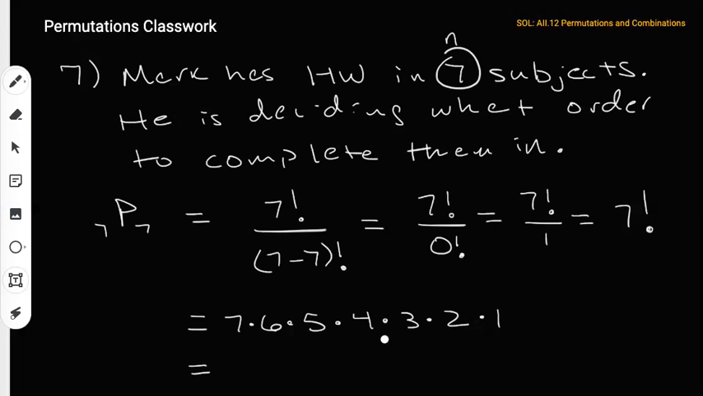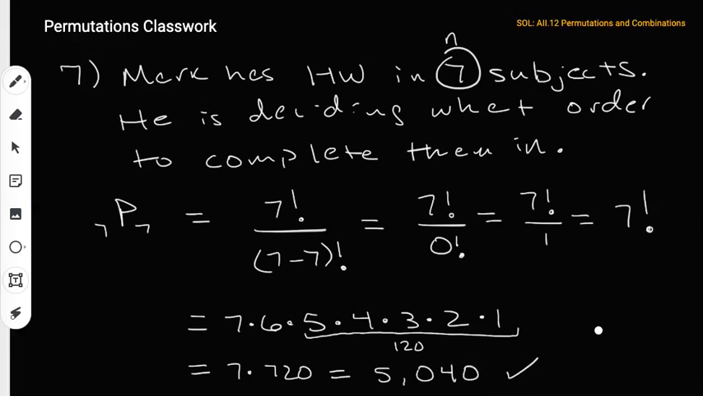So if I start putting numbers together, I know that 5 factorial is going to give me 120. 6 times 120 is going to give me 720. So now I have 7 times 720, which is going to give me 5,040. That's the number of permutations that you can put 7 objects in 7 places. So that's 7 factorial. And that's quite a large number.